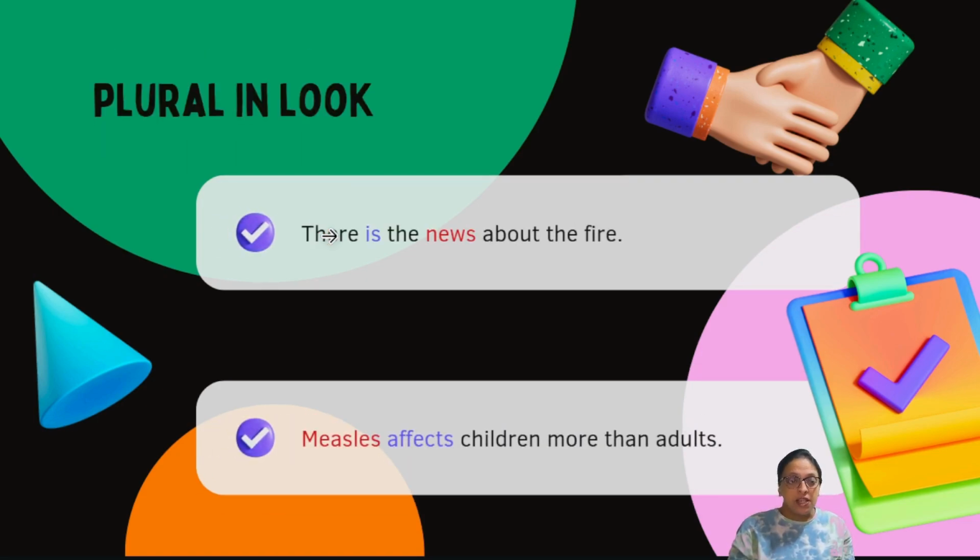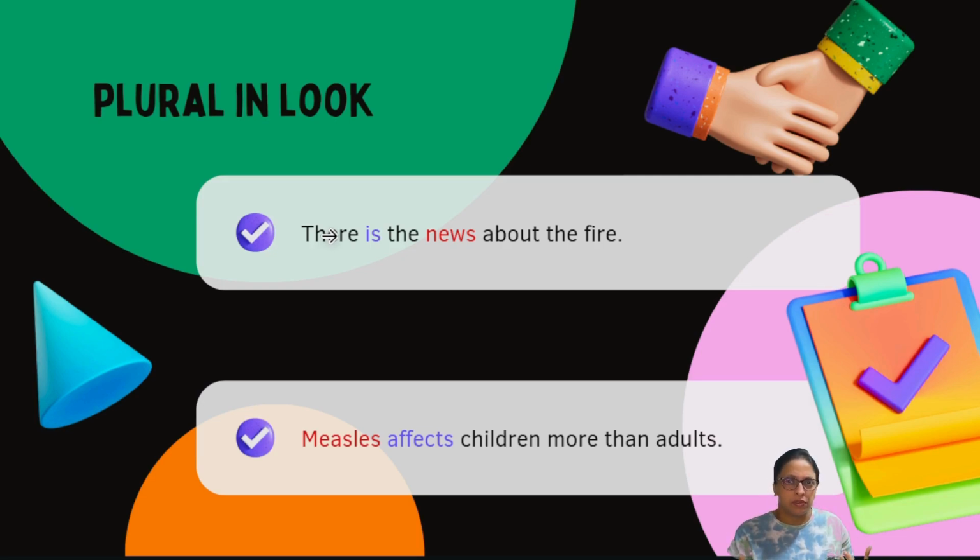Let's check another example. There is the news about the fire. The word news looks like plural because it ends with S, but it is not a plural subject, it is a singular subject. Therefore, whenever we are talking about news, it has to take a singular verb. There is the news about the fire.